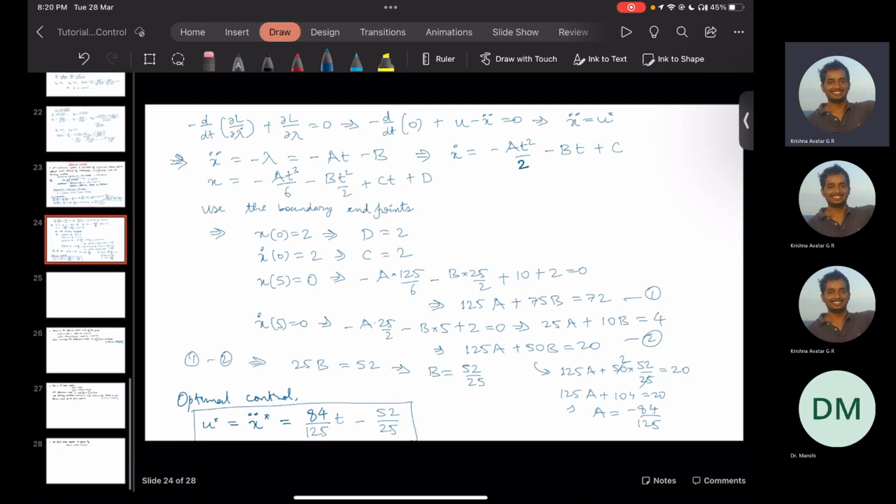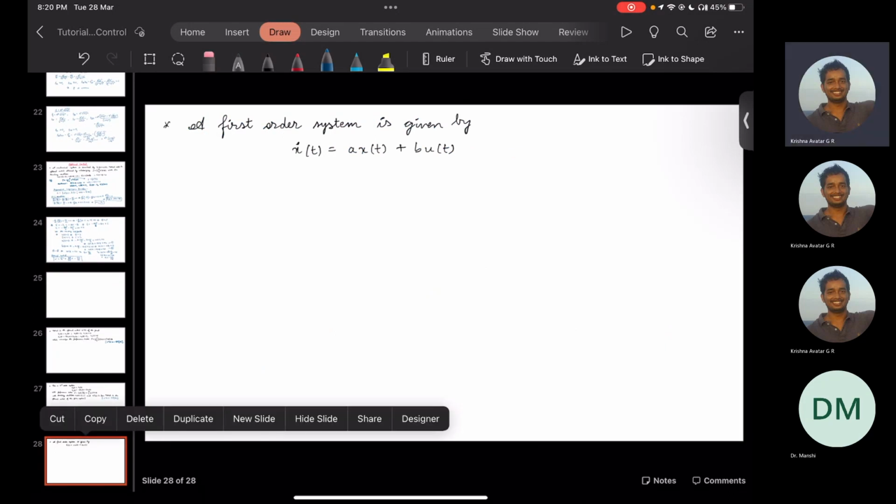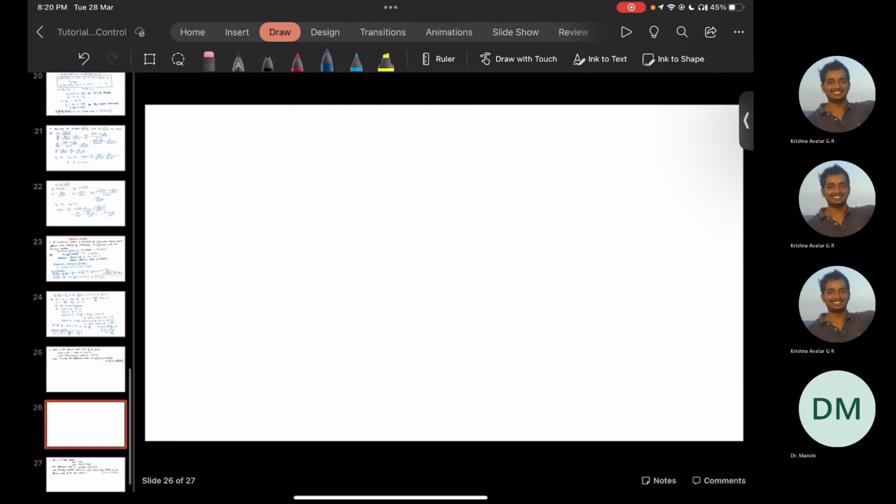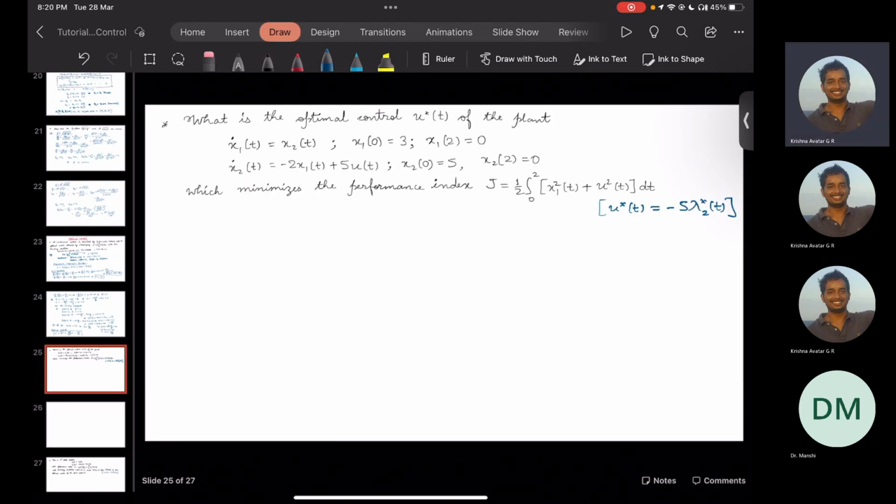Okay, we'll solve one more last problem for today. So the question says, what is the optimal control u star of t of the plant x dot t is equal to x2 t, and we have to just find the optimal control u star by solving this equation and minimizing the performance index. So what we'll do is we'll only obtain the optimal control in terms of the Lagrange multiplier.